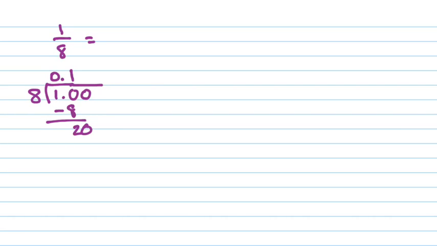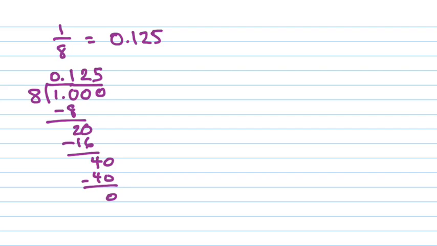8 goes into 20 how many times? Twice, which is 16. Subtract that, you get a 4. Still not finished, so that means we put another 0. 8 goes into 40 how many times? 5 times, which is exactly 40. We got our 0. Now we're good to go. So 1/8 is equal to 0.125. Now that's not as pretty as 0.5 and 0.25, but it's one you need to know.